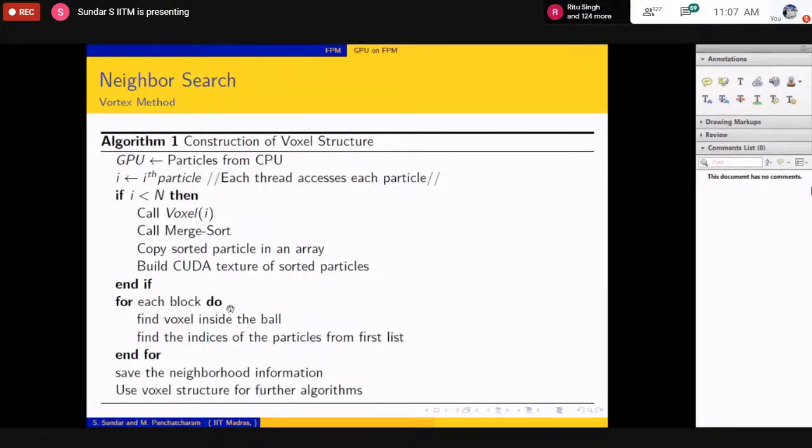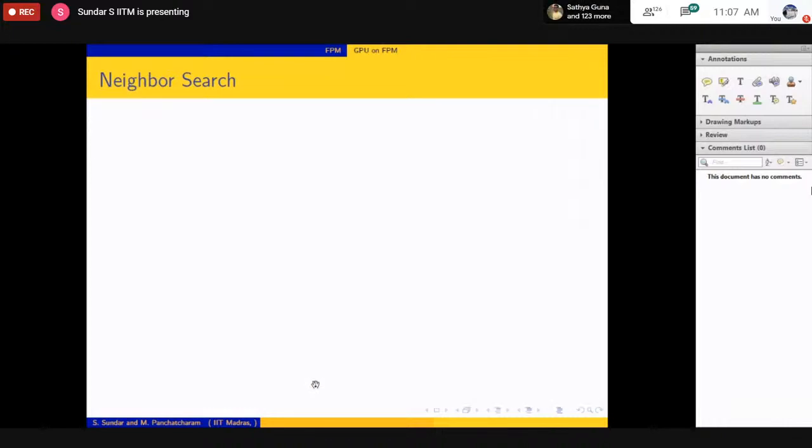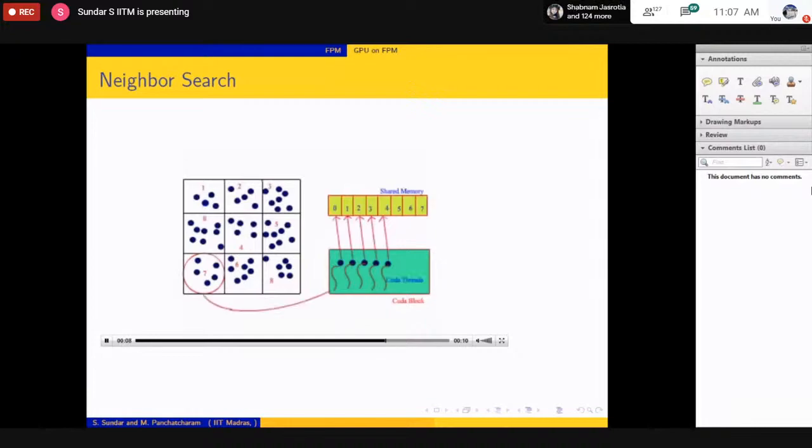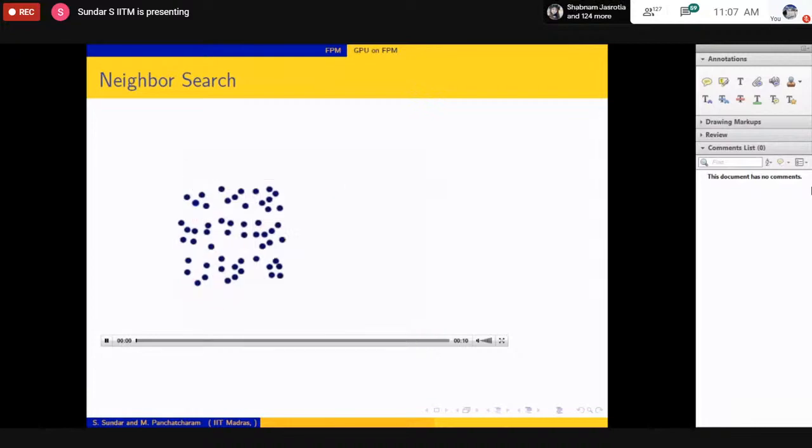For each block, we find a voxel inside the ball and the indices of the particles. Basically, for i less than n, keep on doing voxel i, then you do the merge sort, then sorted particles in an array, then for each block you do the same thing and save the neighborhood information and box construction for that. This is only a skeleton I am giving because in a short time I cannot explain the complete thing. So now you see the neighbor search. Basically, we do it in this way. This is the figure of how we are doing the neighbor search.